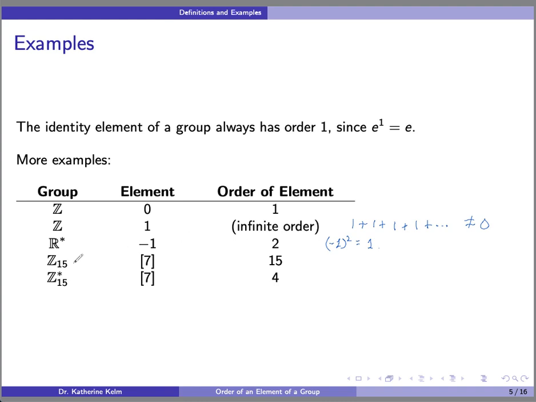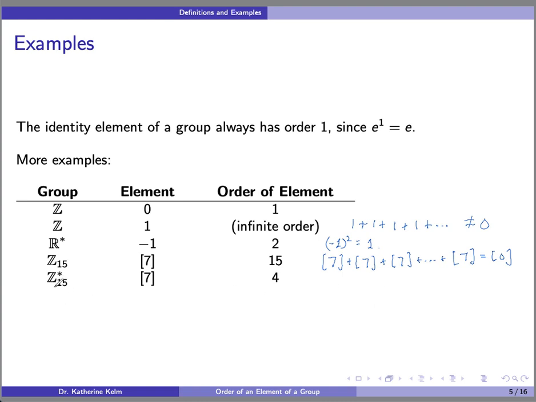In Z15, this is a group under addition. The class of 7 has order 15, because if we keep adding 7, the smallest number of times that we have to add 7 to itself to get 0 is 15.